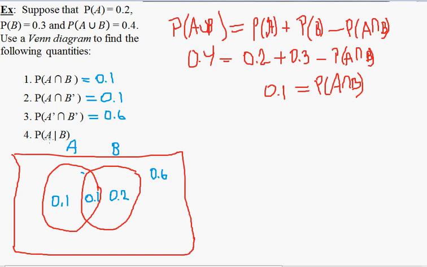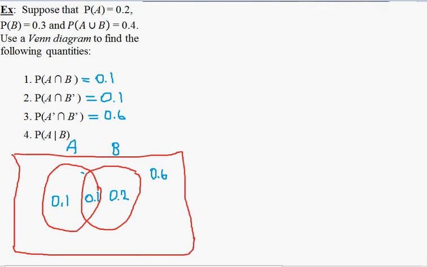The only one that's a little bit complicated is the probability of A given B. So for that, let's do some calculations over here on the side. So I know that the probability of B and A is equal to the probability of B times the probability of A given B.